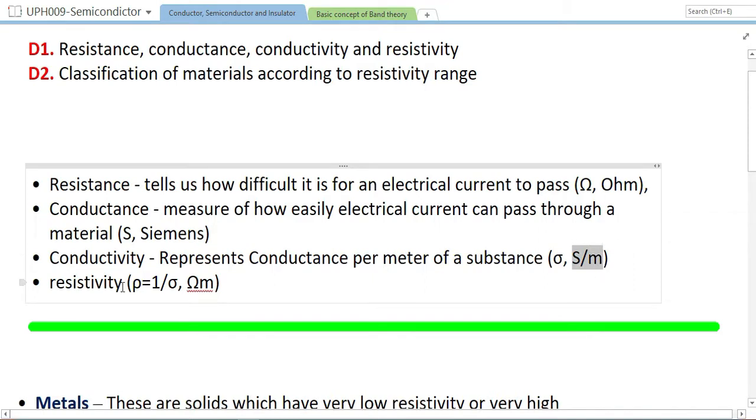Similarly, the resistivity is 1 over the conductivity, which would be proportional to something like the resistance. So 1 over the conductivity is called the resistivity, and its unit is ohm meter, and in terms of symbol, omega m, right? So you have to remember these two.